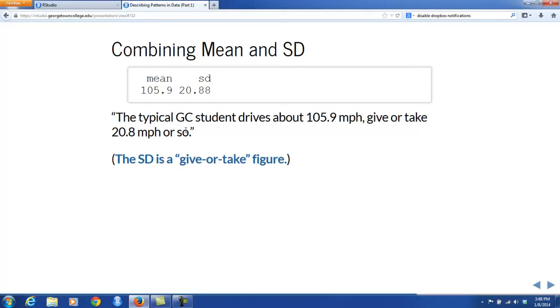So the standard deviation is sort of a give or take figure. And it does a great job, along with the mean, of describing where most of the data values are. In most data sets, a majority of the data values will lie within one standard deviation of the mean. So if you think of 20 as the standard deviation and the mean is, say, 106, then you know that most of the speeds are probably between 86 and 126 miles per hour. That's something you can very quickly think if you know the mean and the standard deviation.